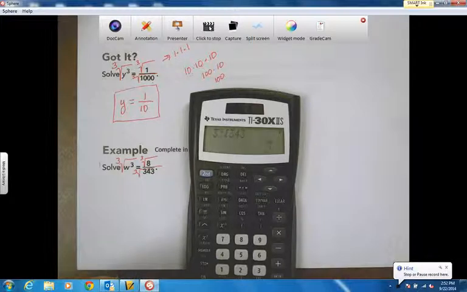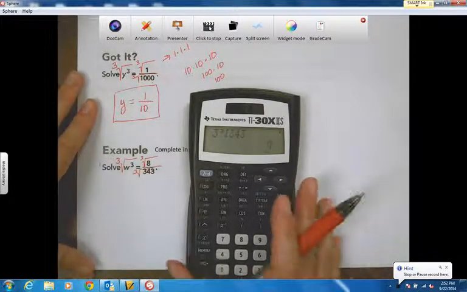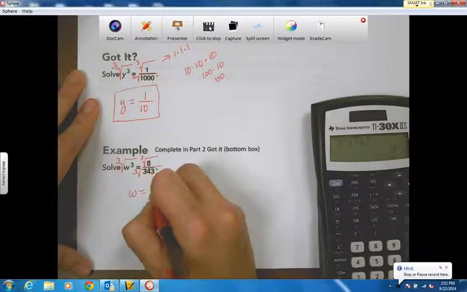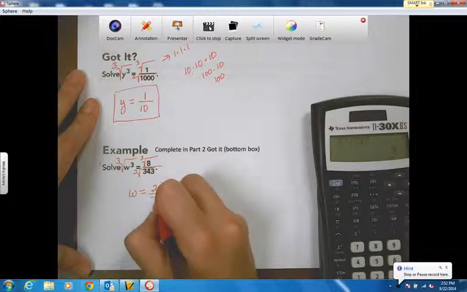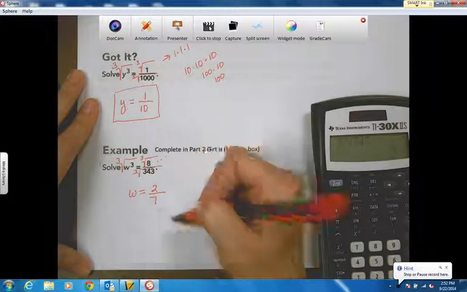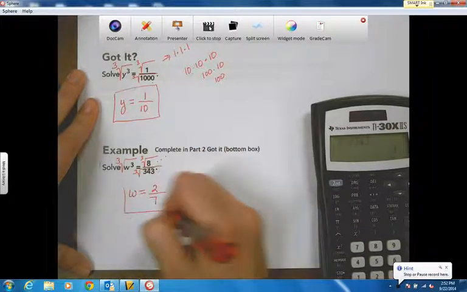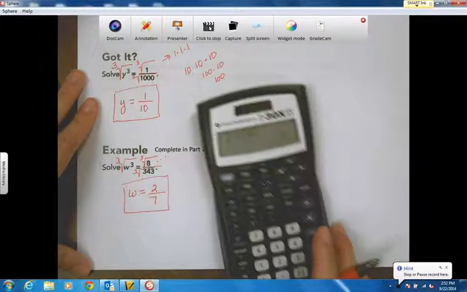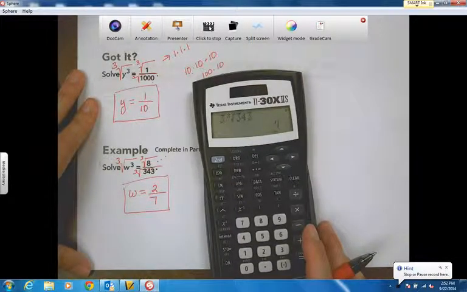So that means 7 times 7 times 7 is 343. So W equals 2 over 7, because 2 times 2 times 2 is 8 over 7. And that would be my answer. Okay? All right. If you need help with the calculator, just rewind and watch me do it again until you get it. All right. Moving on.